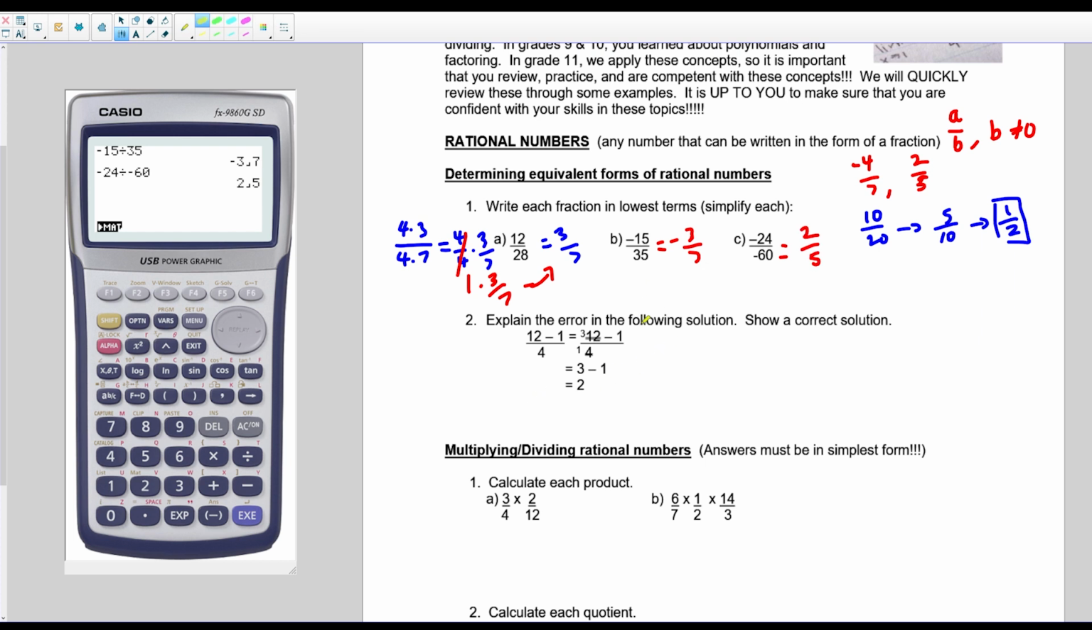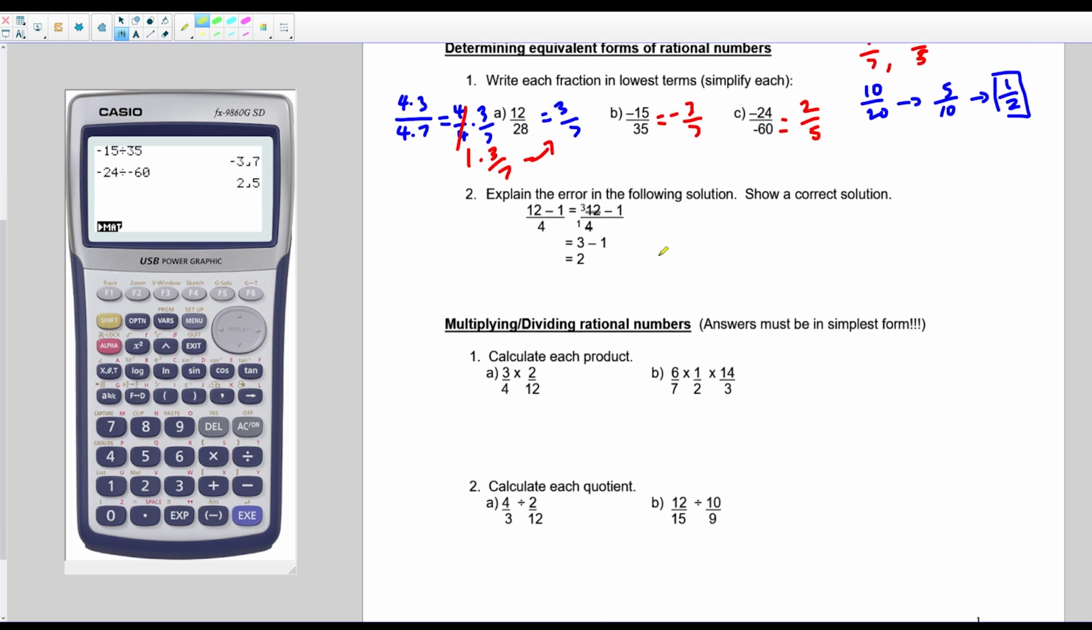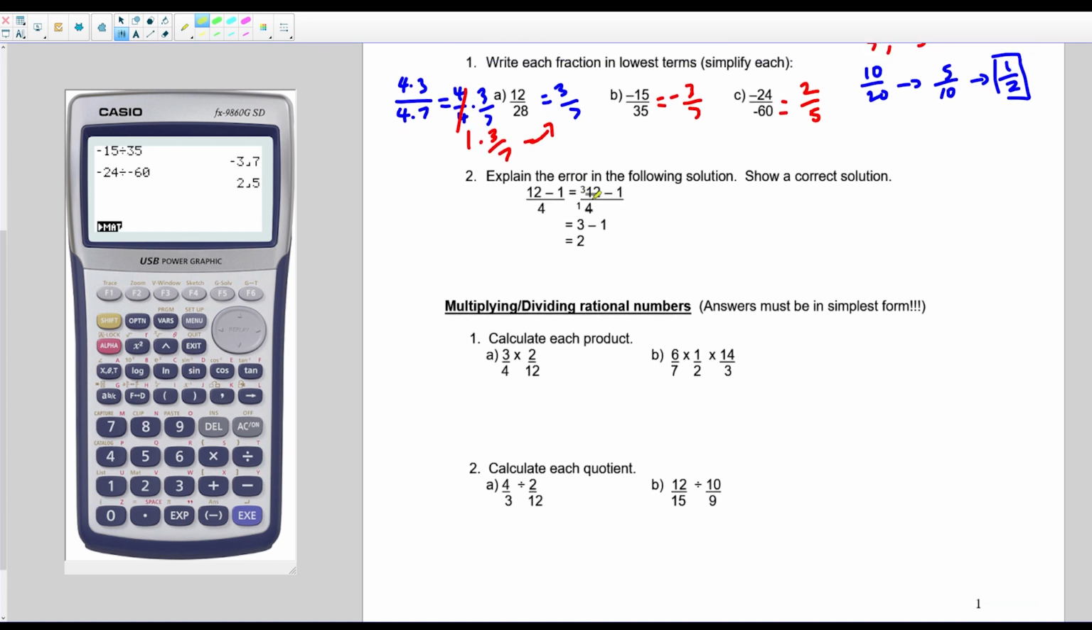Next up, we're going to try to figure out where the error occurred in this next solution here and come up with the correct solution. So here we can see that we've crossed out the 12 and the 4, and we see that a 3 and a 1 have taken its place. We can see pretty quickly that whoever did this question has divided the 12 by 4 and the 4 by 4 to give you the 3 and the 1. But what they've essentially forgotten to do is apply the same idea to that -1 there. So really, this is where that mistake is going to happen. They forgot about that -1.